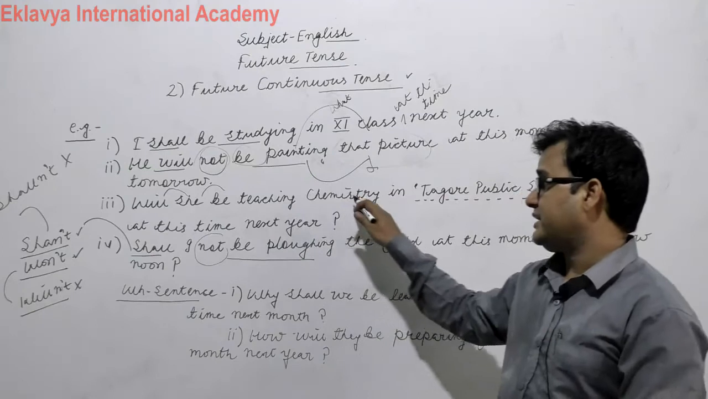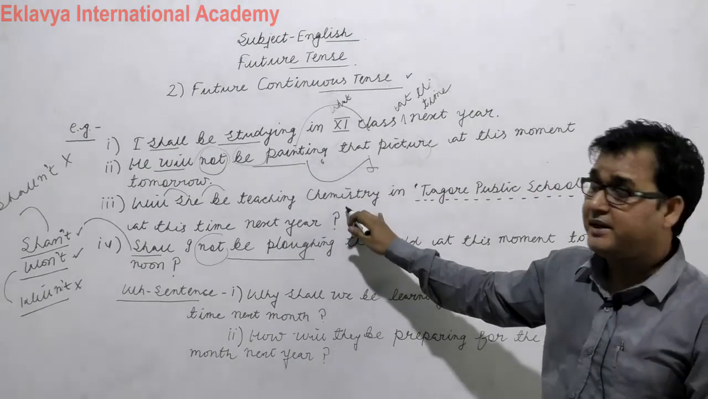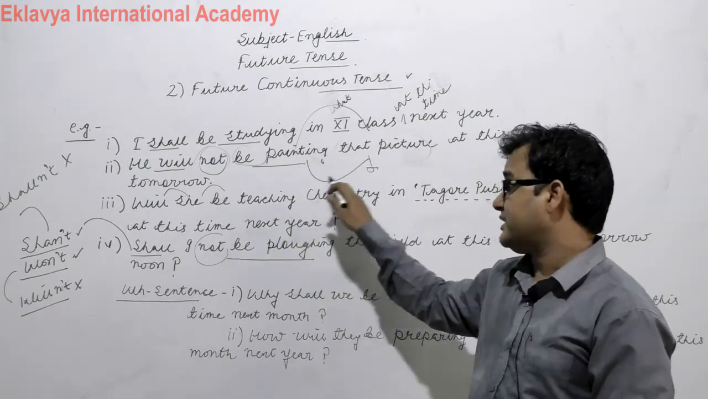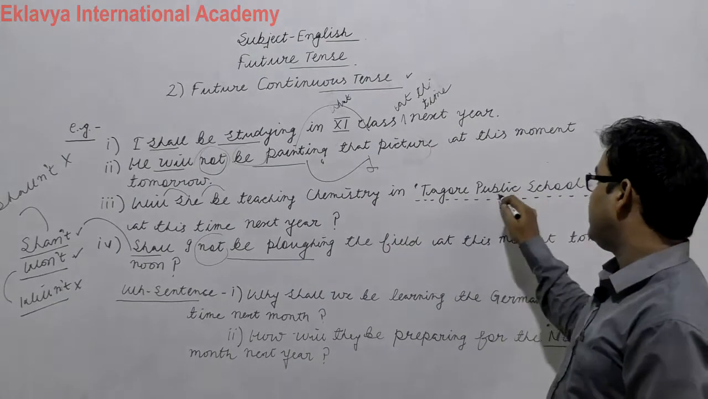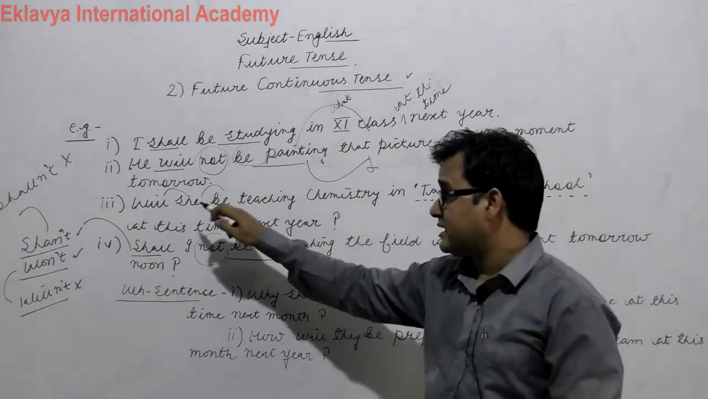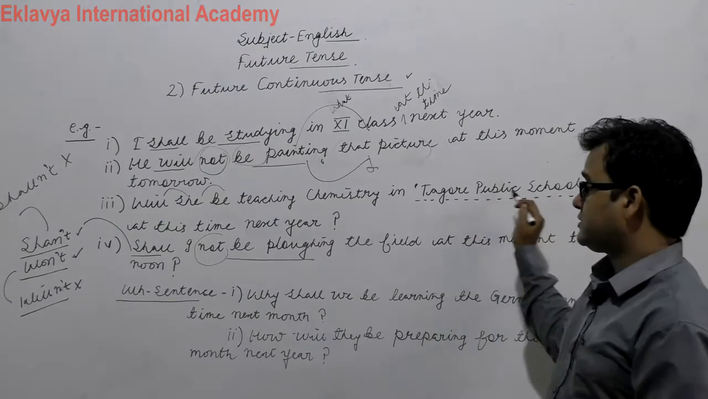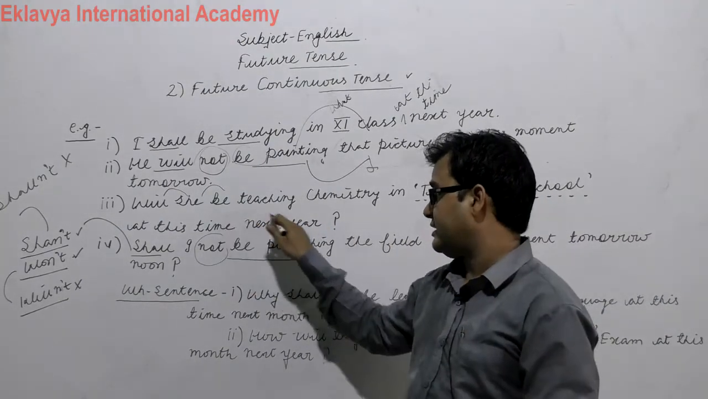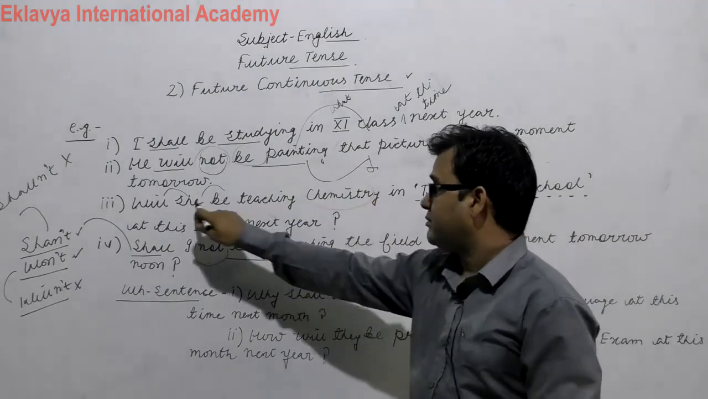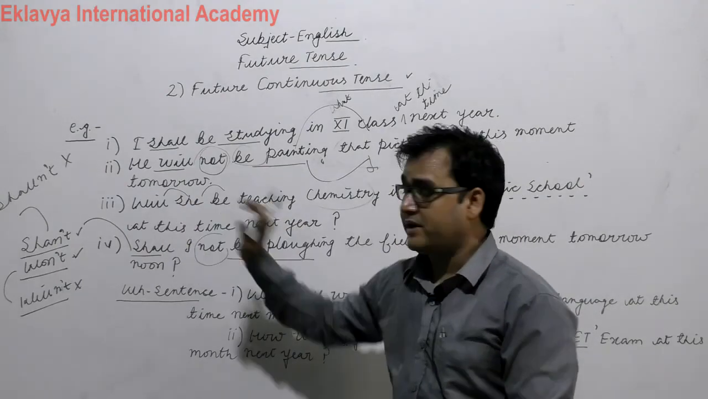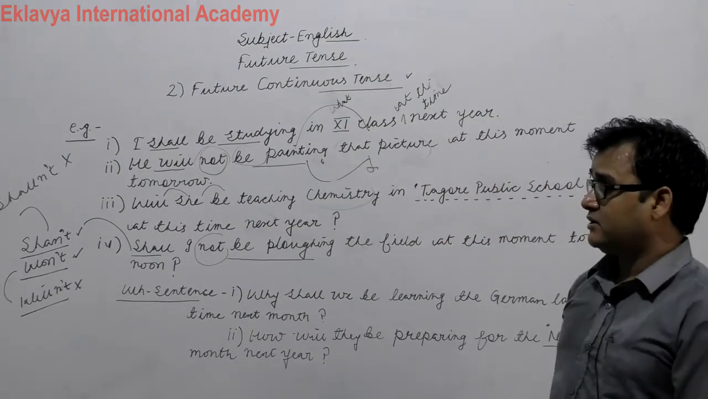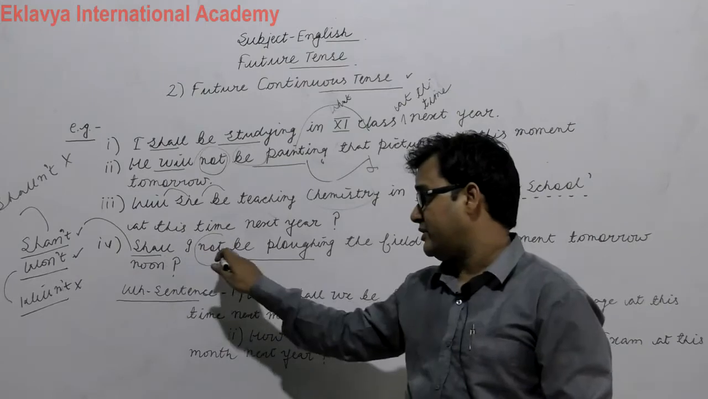Will she be teaching chemistry? Will she be teaching chemistry in Tagore Public School at this time next year? क्या वह टैगोर पब्लिक स्कूल में इस समय अगले साल जो है केमिस्ट्री पढ़ा रही होगी. Is that clear? The given example is your interrogative sentence, and the next I have mentioned not here.